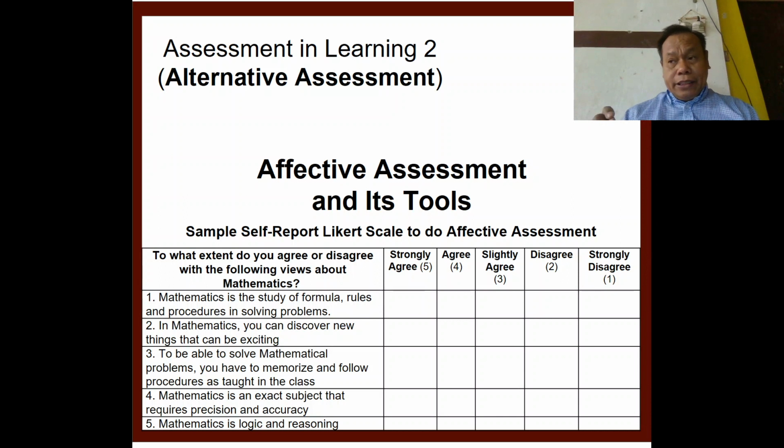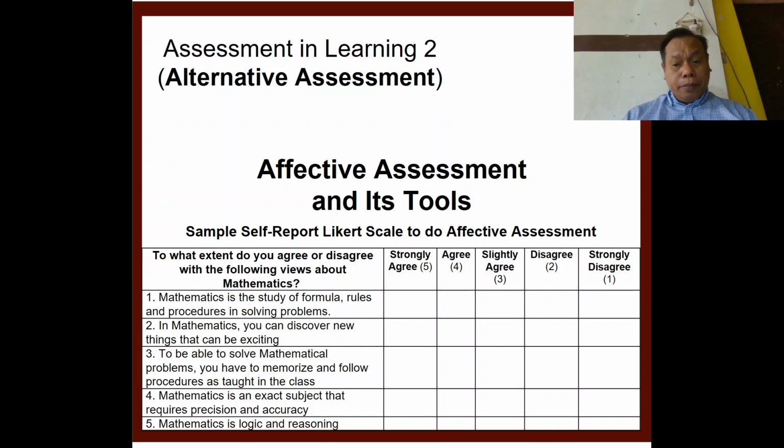So students will just tick or check 1. Mathematics is an exact subject that requires precision and accuracy. Me, if I will be the one answering this number 4, I would say strongly agree. Okay? And then mathematics is logic and reasoning.